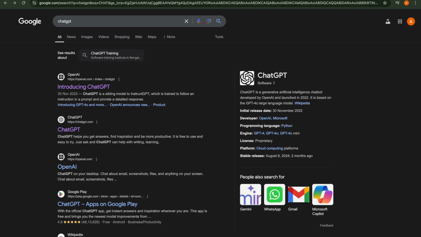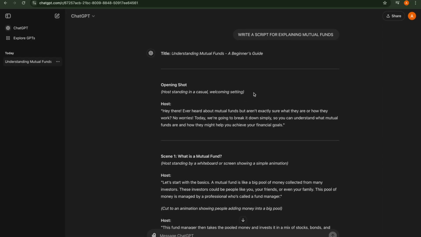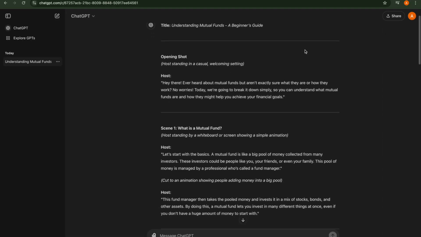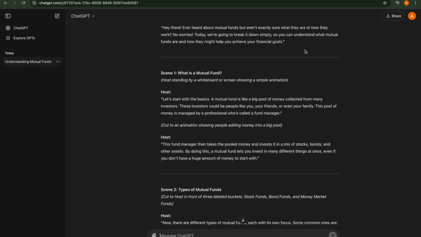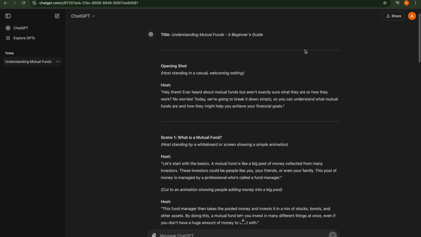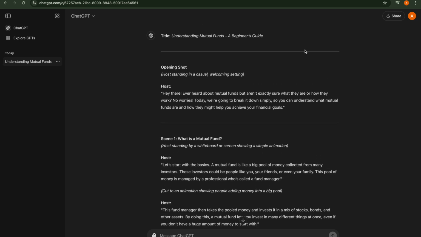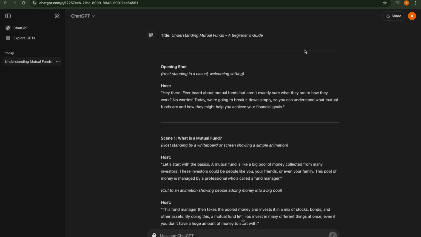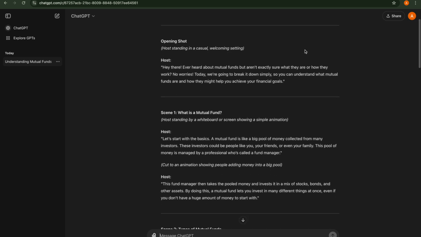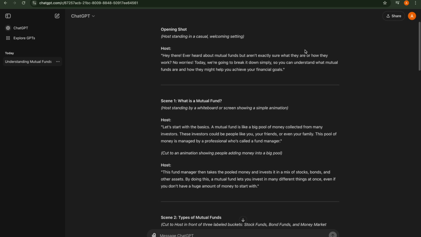So I asked ChatGPT to give me a script explaining mutual funds. Don't worry, I'll not be reading it out loud. I'm just taking an idea, and then I'll explain it on my own terms so we understand what mutual funds are. So let's get started. What mutual funds are and how they might help you achieve your financial goals.